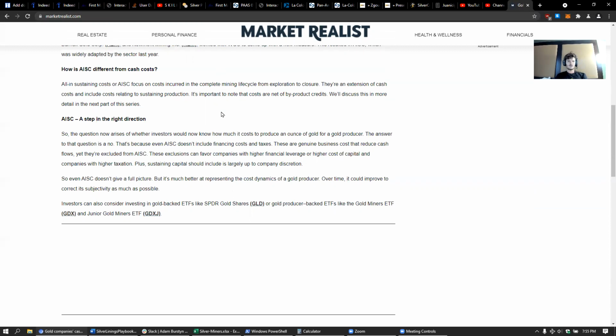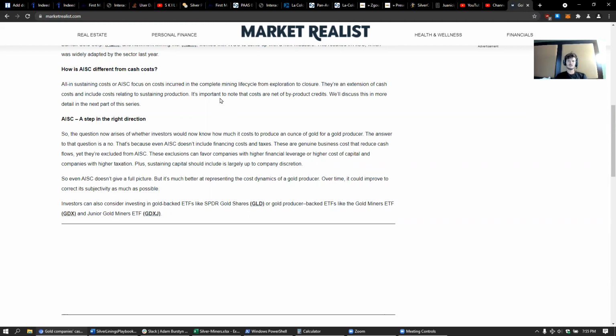AISC, a step in the right direction. So the question now arises of whether investors would now know how much it costs to produce an ounce of gold for a gold producer. The answer to that question is a no. That is because even AISC doesn't include financing costs and taxes. Okay, and we definitely want to look at those.